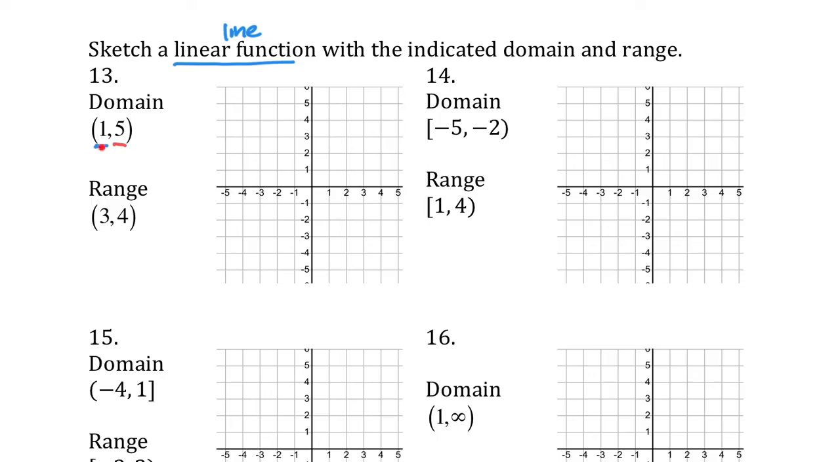Okay, now it's open at x is 1, but it's also open at y is 4. So maybe I'll say I want my graph to start at 1, 4, open. When x is 5, it's open. Y is 3 is also open. So from 5 to 3, it's linear. So I'll draw a line. And let me double check and make sure this also works. Domain 1 to 5, open, open. Range 3 to 4, open, open. So this one also works. Okay, go ahead and try 14.